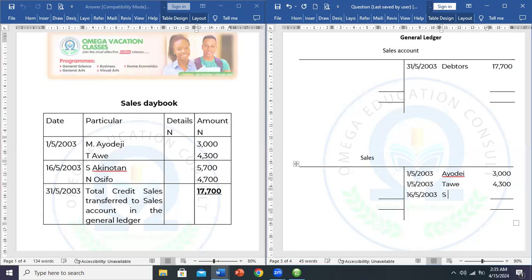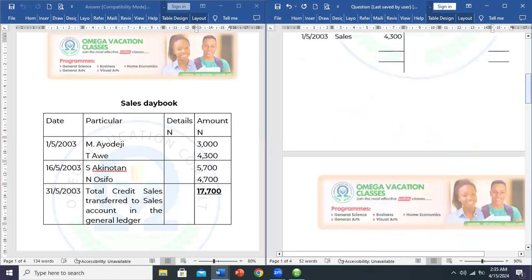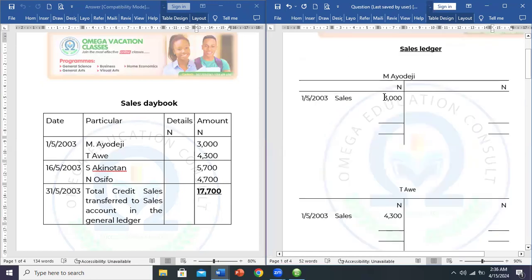S Akinota, 5,700. Then finally, you would have another, 16th May 2003, Usif, 4,700. So if you appreciate, in the earlier transactions you recorded, you debit the customer. So you debit M Ayodeji, then you credit your sales account, right? You do the same for T away.